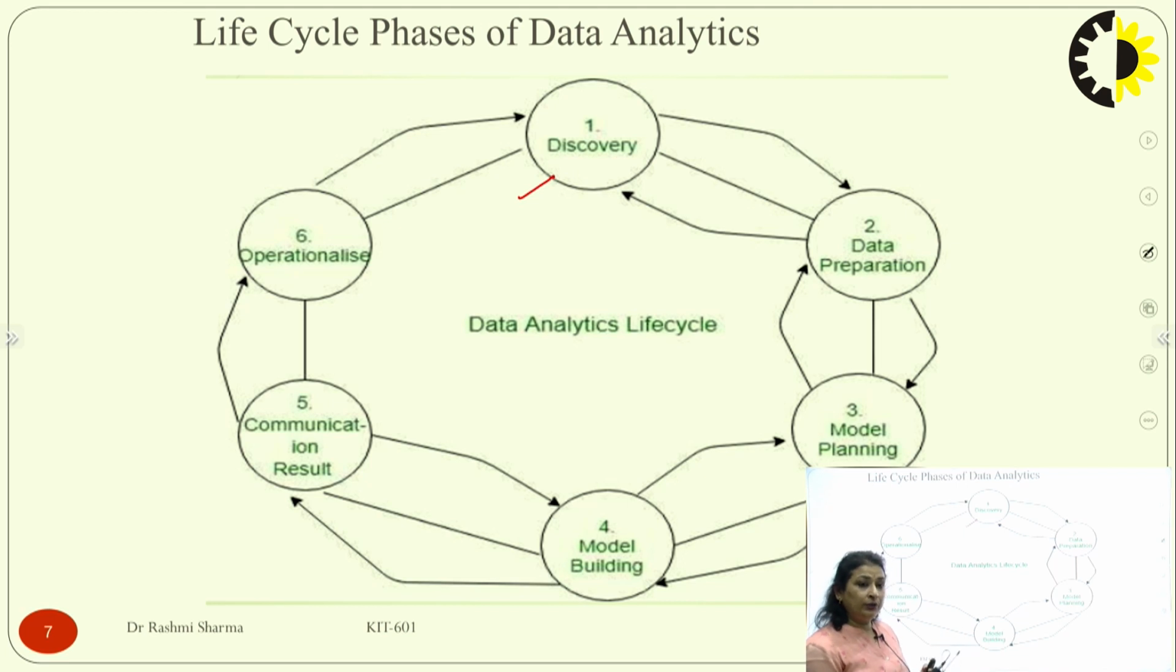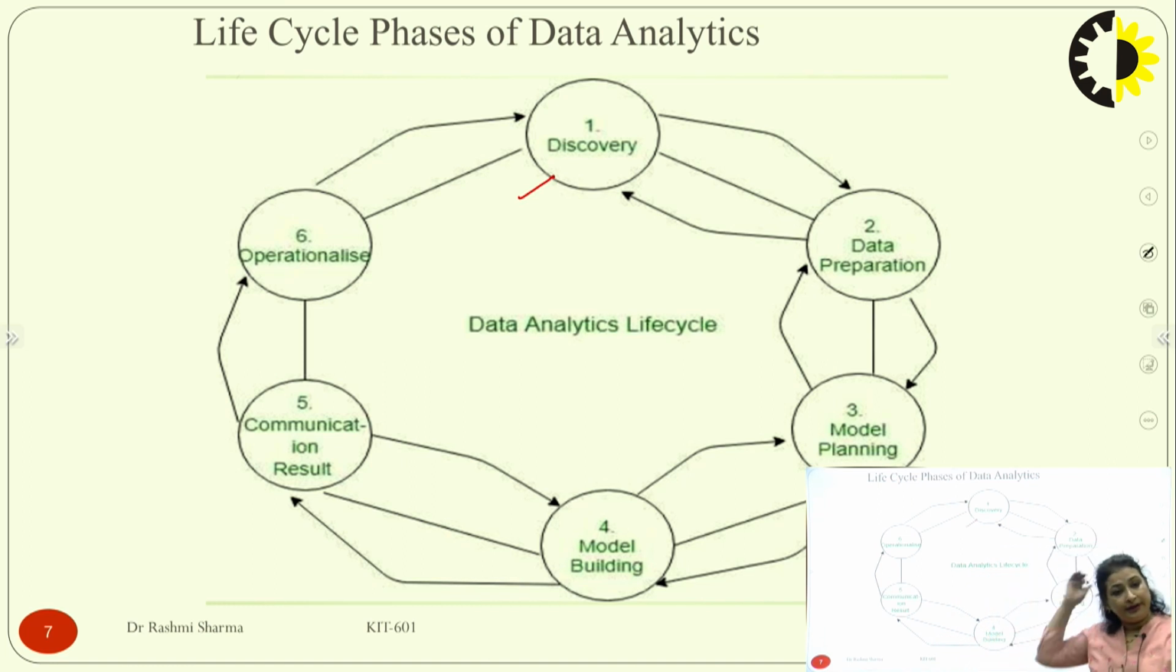Then according to that data, we will model it: how many inputs we require, what the output is, and the number of inputs which are directly dependent on the model. So model planning is required, and in this planning we conceptualize the model. Then comes model building. We build the model programmatically, and after building it we communicate the results which we get from the model.